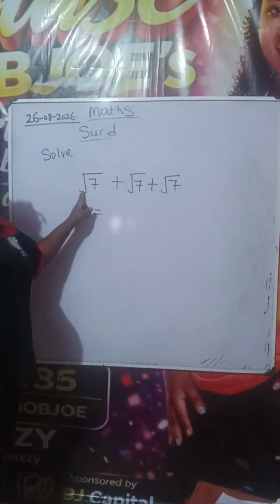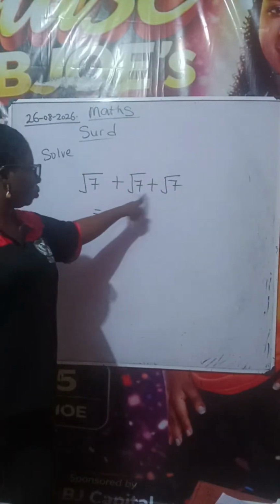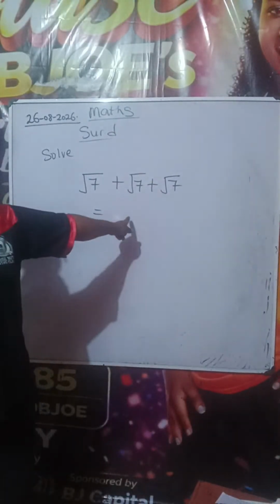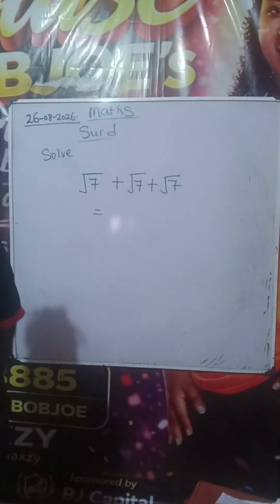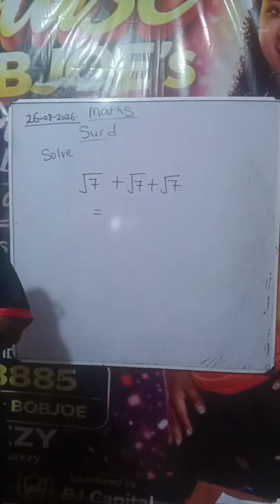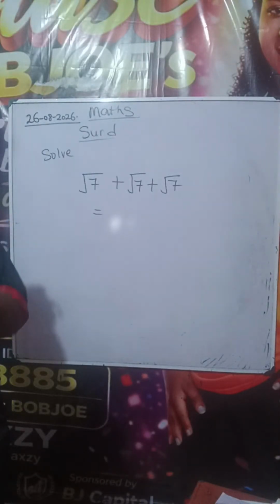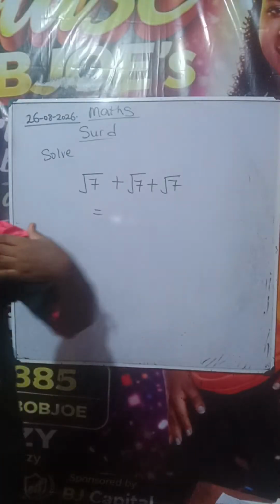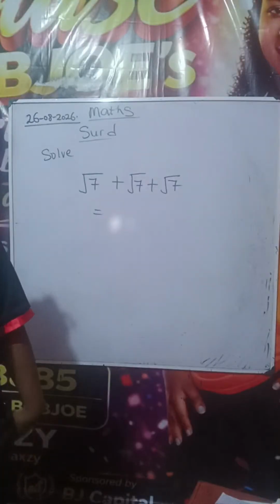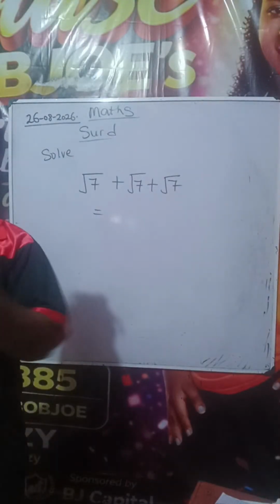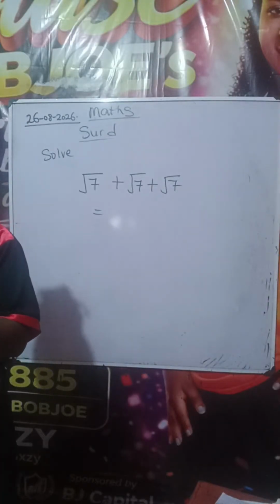If you know the answer, kindly drop it in the comment section now. Root 7 plus root 7 plus root 7, because this is the beginning of adding surds. Looking at the surds on the board, can we add all of them together? Okay, somebody said 21. Good, you tried, but it's not correct.